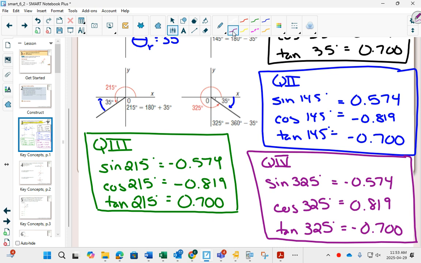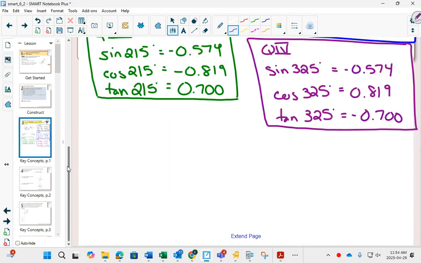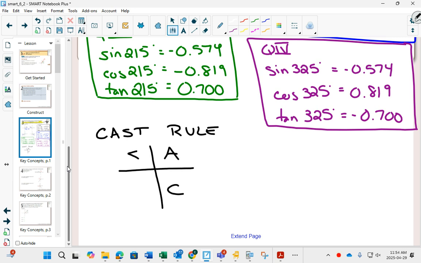And so, weird things happen. If the reference angles are the same, then you can figure out that the decimal places will be the same. But sometimes they're positive and sometimes they're negative. And so to help you remember which ones are positive and which ones are negative, we have what is called the CAST rule. It is the letters C, A, S, and T, which spells the word cast.